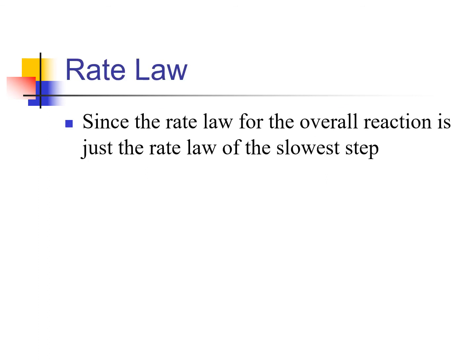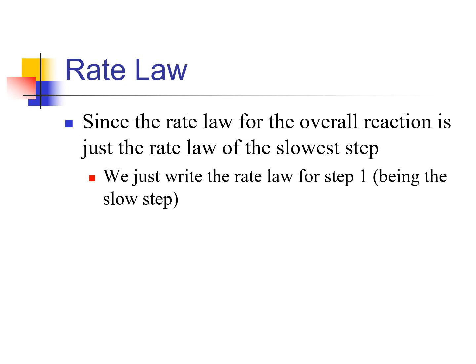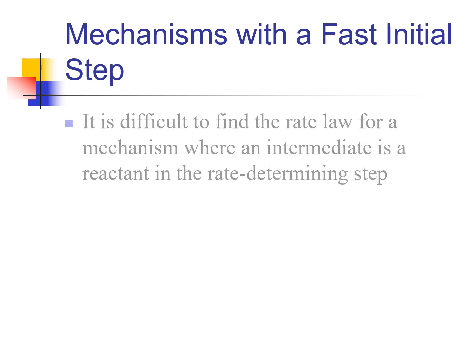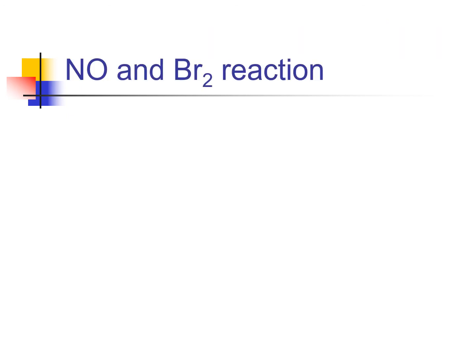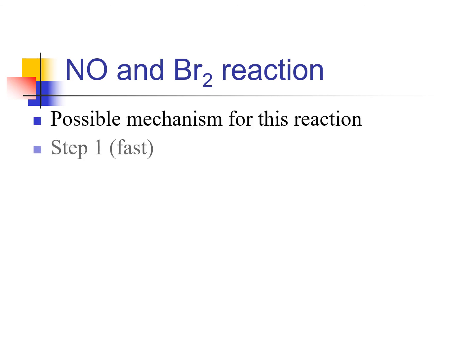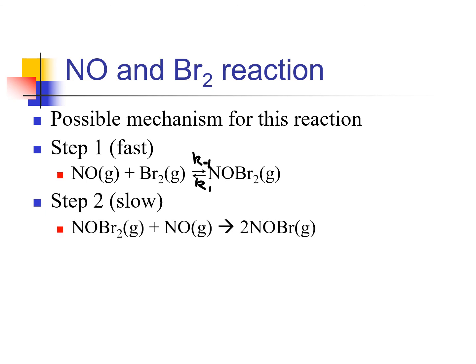Now to find the rate law for that, since it's just the rate law of the slowest step, we just write the rate law for step 1, which is that. That's our rate law. That's it. Now things get muddier when you have a fast initial step. The reason for that is that the first step is fast. It's not the rate determining step, which means the rate determining step, the second step, has an intermediate in it. And you can't have an intermediate in your rate law. So here's a possible reaction for this mechanism.